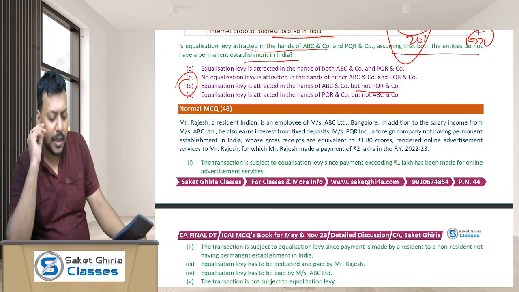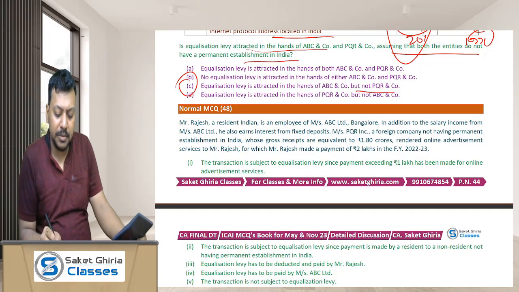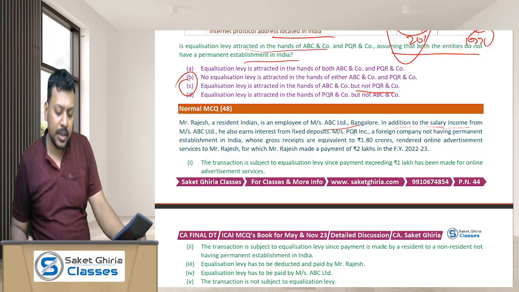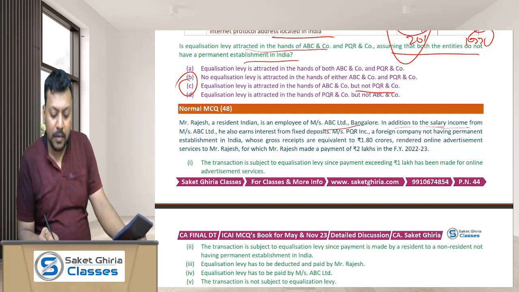Okay, moving further. Mr. Rajesh, a resident Indian, is an employee of ABC Limited, Bangalore. In addition to the salary income, he also earns interest from FD, and a foreign company not having a PE in India, whose gross receipts are equivalent to 1.8 crore. Dear friends, the gross receipt is 1.8 crore.